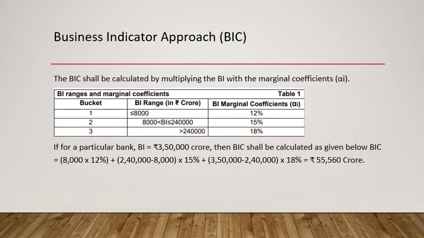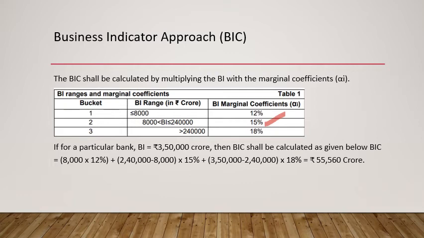BIC shall be calculated by multiplying the BI with the marginal coefficient. So say if a bank has a BI of 3,50,000 crores, which is what puts the bank here, then how do we calculate the BIC? The BIC that we calculate is given as follows: 8,000 multiplied by 12%. Now this 8,000 is the threshold put by the regulator, and 12% is the marginal coefficient, so we multiply this. Then 2,40,000 minus 8,000, because we have already considered 8,000 in the first calculation, multiplied by 15%. 15% here is the component that we should not forget. Plus 3,50,000 minus 2,40,000, because it's already calculated, and we will get a BIC of 55,560 crores. So there is a bucketing here, which is bucket 1, bucket 2 and bucket 3.